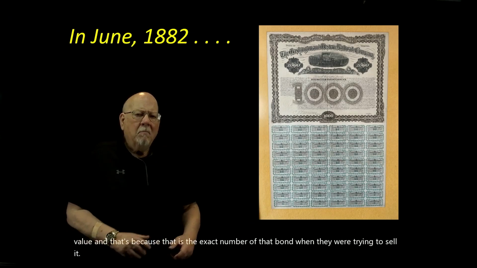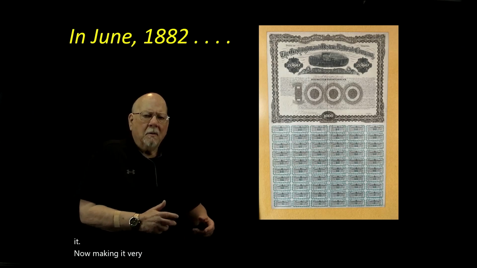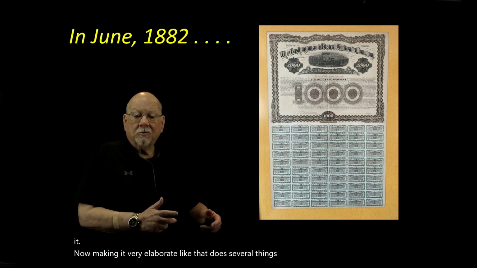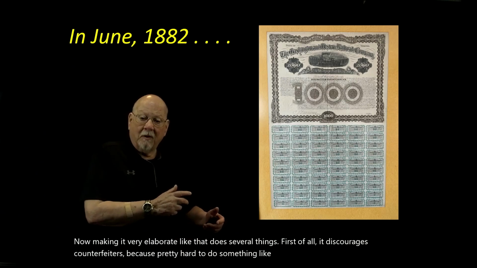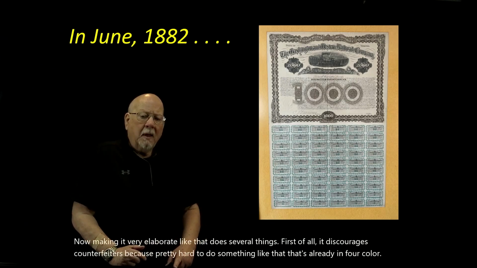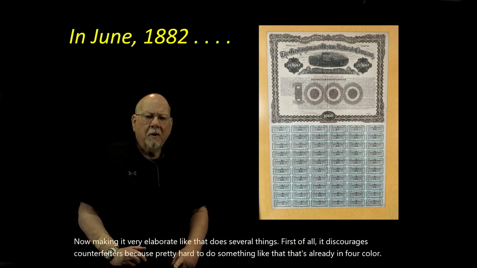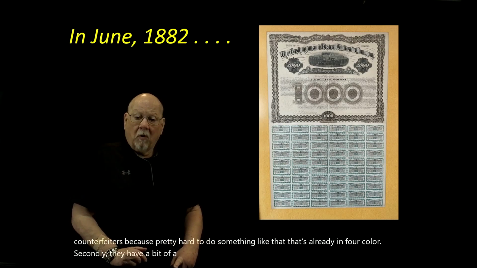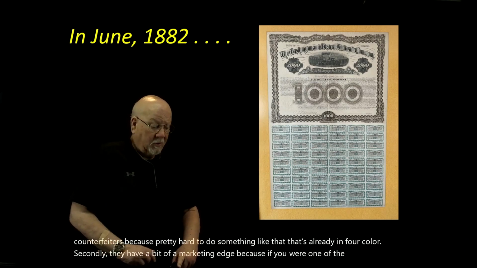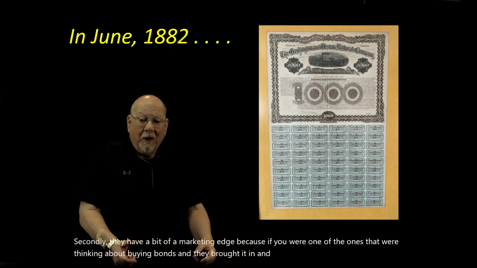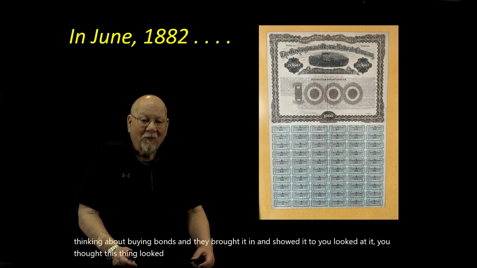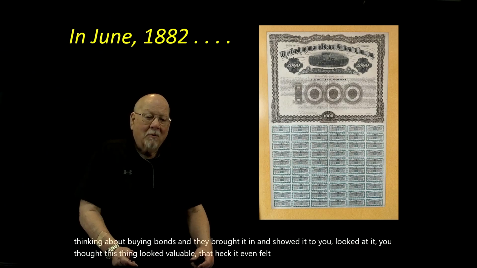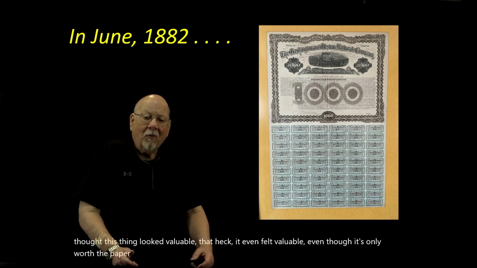Now, making it very elaborate like that does several things. First of all, it discourages counterfeiters because it's pretty hard to do something like that that's already in 4 color. Secondly, they have a bit of a marketing edge, because if you were one of the ones that were thinking about buying the bonds and they brought it in and showed it to you, you looked at it, you thought this thing looked valuable, heck, it even felt valuable, even though it's only worth the paper it's printed on until the company sells the bond.